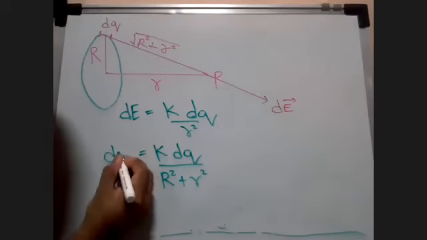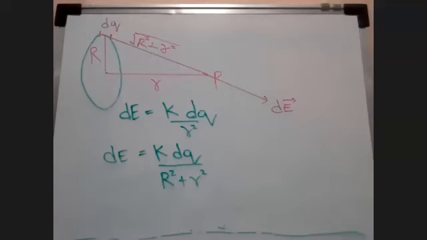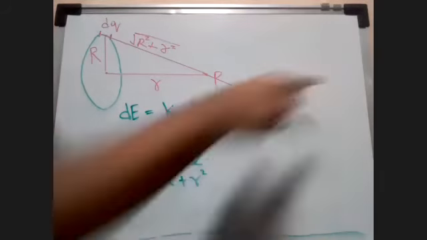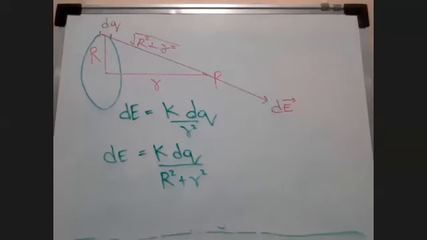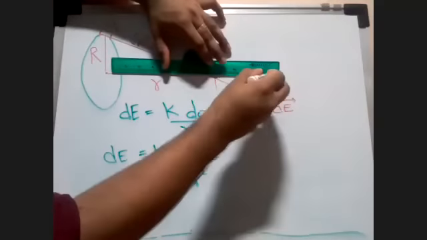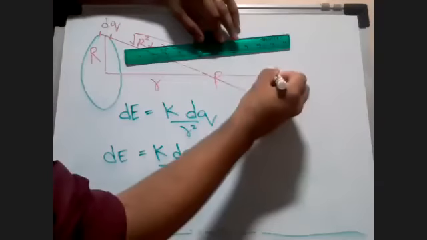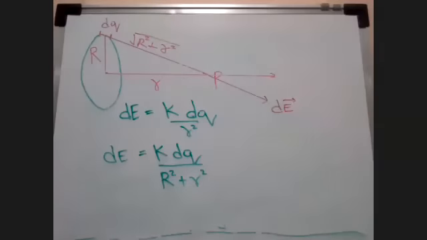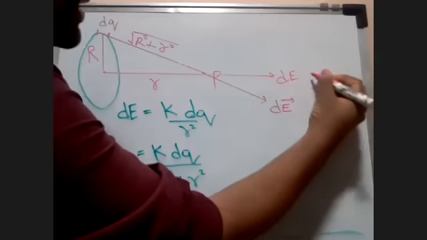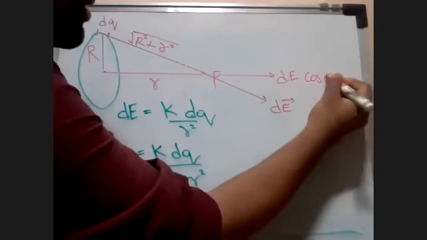It is dE, but it is the electric field intensity at a certain angle from the x-axis. What we want is the electric field intensity at the axis of this ring. We want the electric field intensity at this point. So this is dE cos theta. Okay, why?